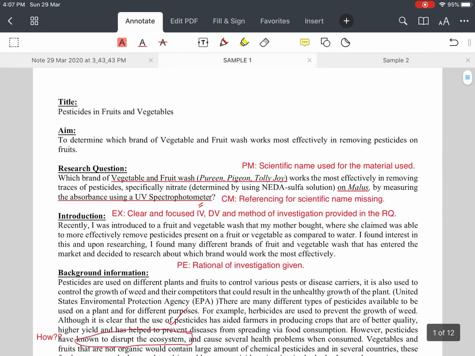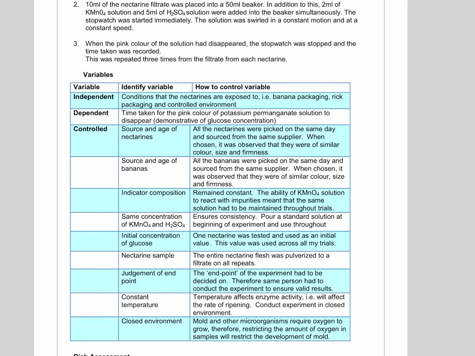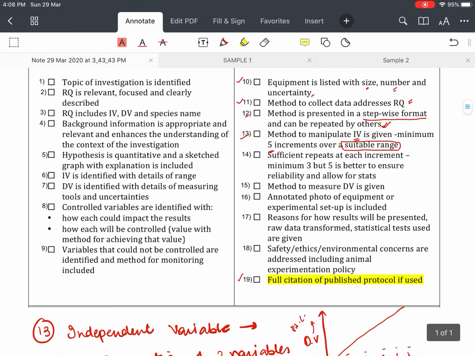Let me go back to the research question. So this one is having three brands, so these brands are given. If it is concentration, how you're preparing the concentration should be clearly given. A banana packing, risk packing, and control environment, I would prefer this with more clarity, with more detail. It's this one, right? So this is what we are talking about.